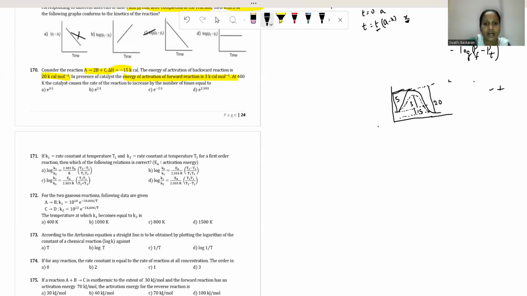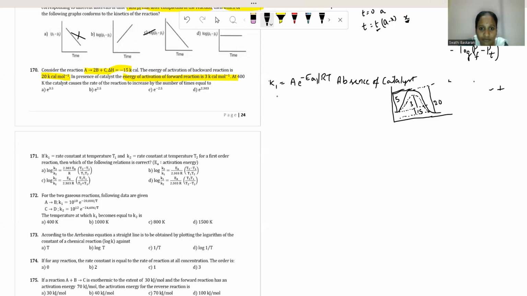Now what we are supposed to do? We need to write the Arrhenius equation. That is, two equations we are supposed to write. One equation in the presence of the catalyst, the other equation in the absence of the catalyst. Here I'm going to take K1 is equal to A e to the power minus EA by RT, in the absence of the catalyst. Since I'm writing this for the absence, I can write it as EA1.